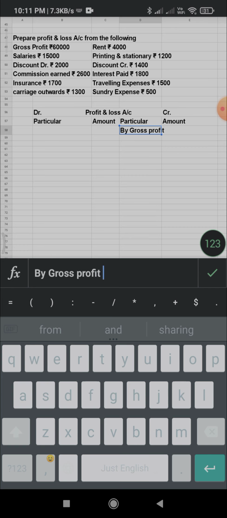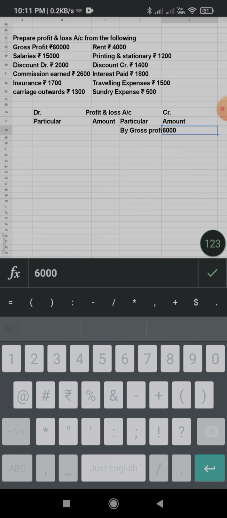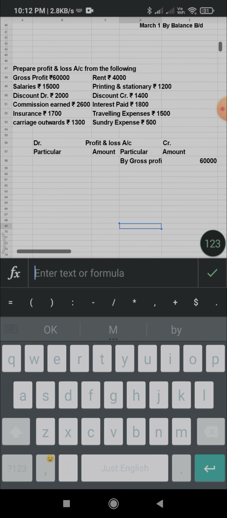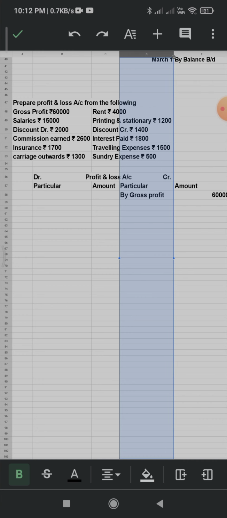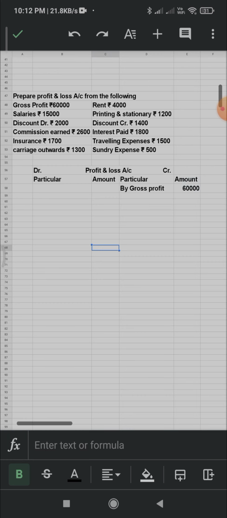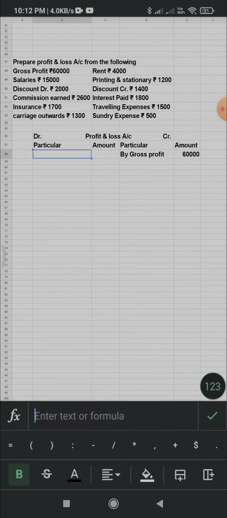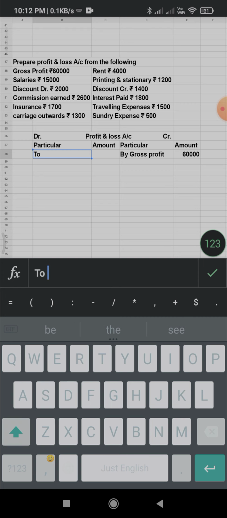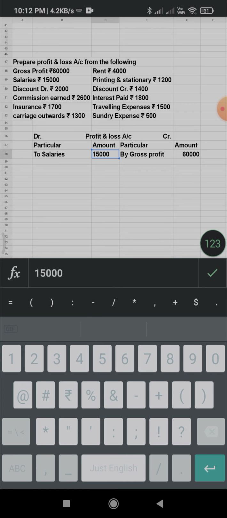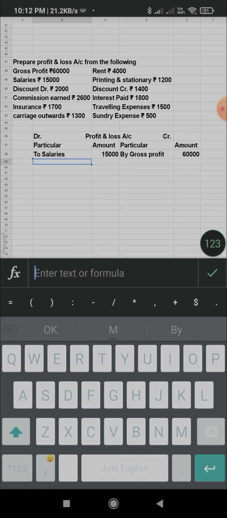In this question they gave gross profit. Gross profit is always taken on the credit side of the profit and loss account. What is the gross profit given here? It's 60,000. Next they gave salaries. Salary is called an expense, so it is always taken on the debit side of the profit and loss account. The salary given is 15,000.